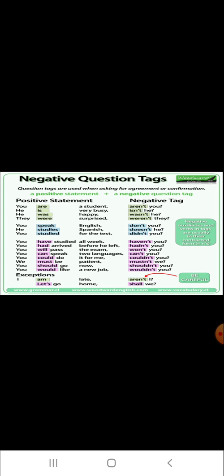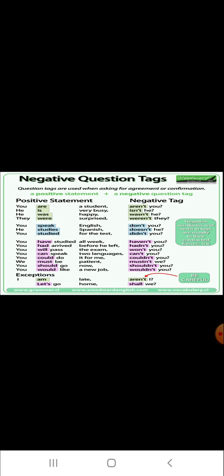The first example is here. You are a student, aren't you? So here the positive statement are is followed by the negative question tag aren't. Same in the second example. He is very busy, isn't he? So here positive statement is, which is followed by the negative question tag isn't.